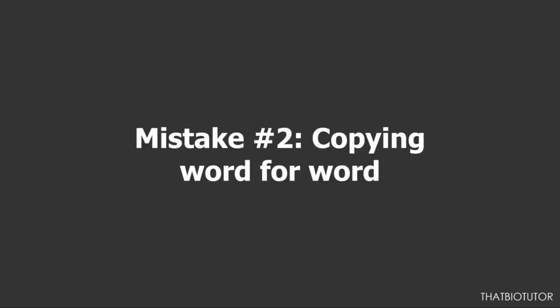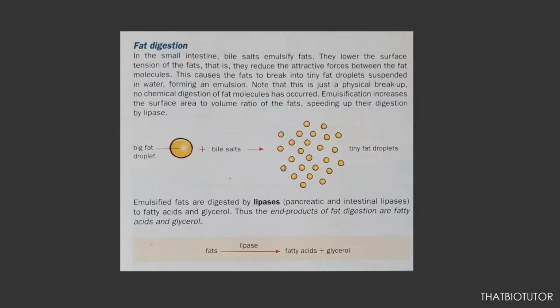Mistake number 2 is copying word for word. So let's say you did find some important information that you want to make notes of, but then a huge mistake that some students make is they copy word for word. This is an example of what you might do, right? You see, fat digestion, it is indeed a crucial part of the syllabus. We need this. But do you just copy everything you see here, word for word, into your notes? No need. Instead, you should just condense it into a short and useful statement, which we can then use when writing our answers.